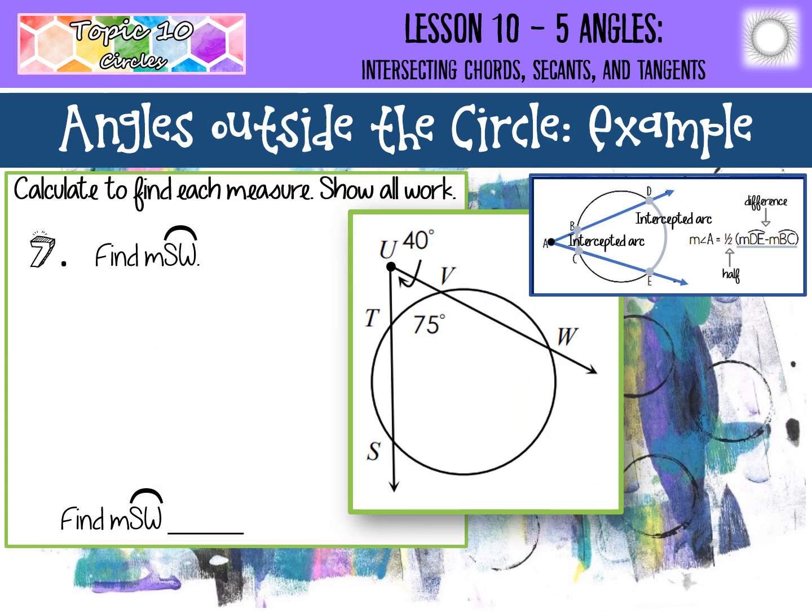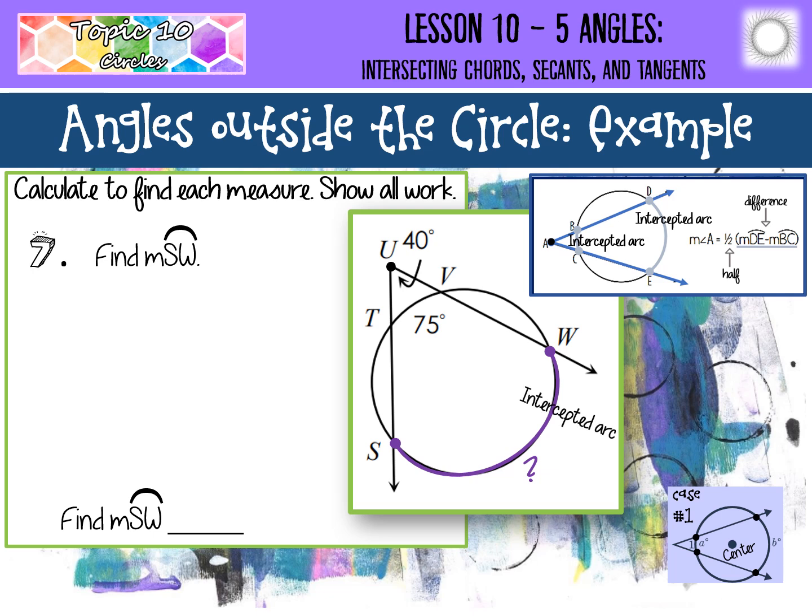Angles outside the circle. Example 7. Calculate and find each measure. Show your work, of course. Find measure of arc SW. We do have the two secant situation going on again. There's an intercepted arc, and that's what we're looking for. We haven't done that before, but look over here, the upper right this time, for a formula. Measure of the angle is half the difference of the intercepted arcs. So it's an equation. We're just going to plug everything in that we know, and the only thing we don't know is the measure of arc SW.